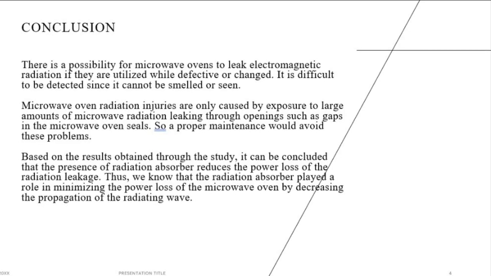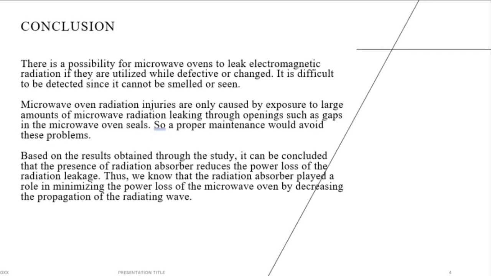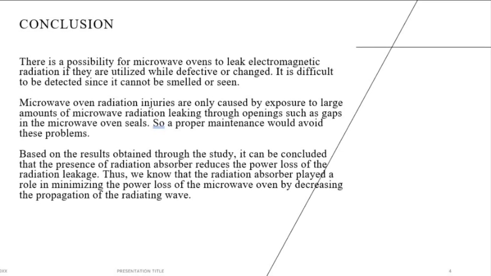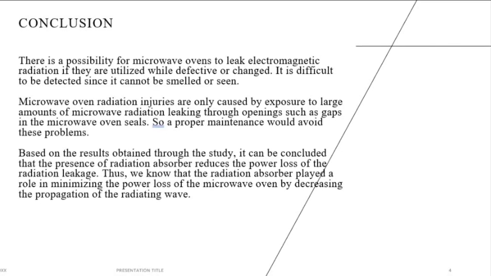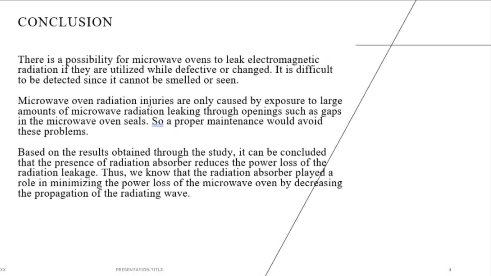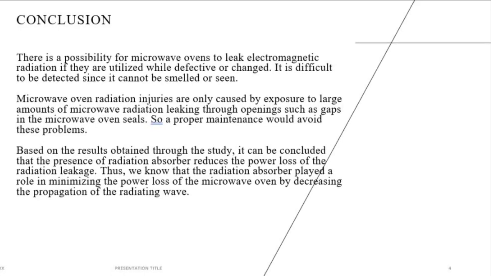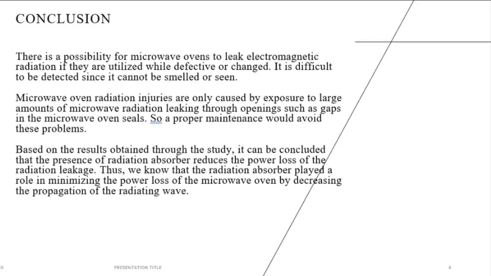Based on the results obtained through the study, it can be concluded that the presence of radiation absorber reduces the power loss of the radiation leakage. Thus, we know that the radiation absorber played a role in minimizing the power loss of the microwave oven by decreasing the propagation of the radiating wave.